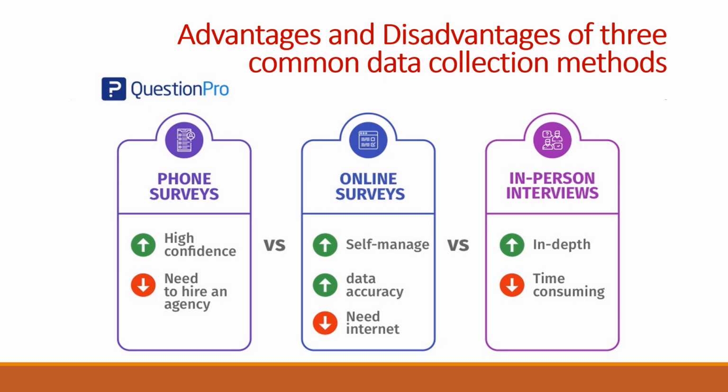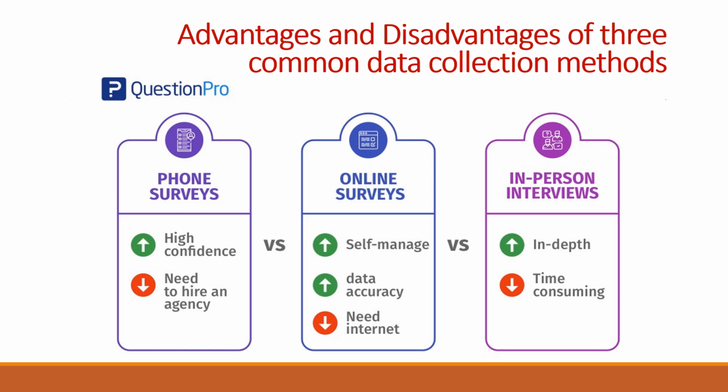I'm going to wrap up what I'm going to discuss related to marketing information systems and marketing research with a couple of slides that focus on the advantages and disadvantages of the different types of data collection. This graphic from Question Pro highlights the things that they think are positive and negative about three very common forms of data collection: phone surveys, online surveys, and in-person interviews.